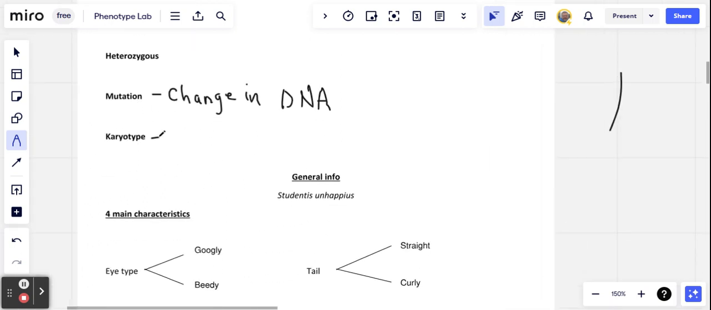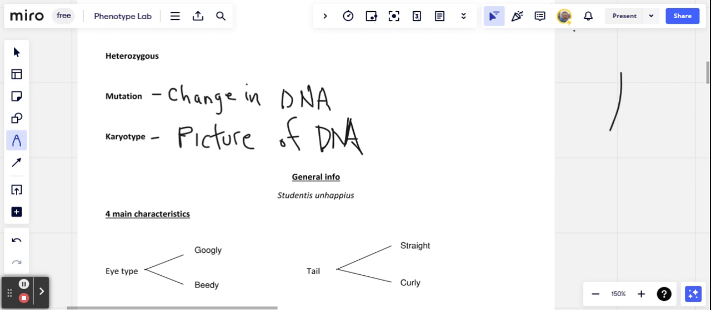A karyotype is actually a picture of your DNA. Let's see if I can show you this here. I'm going to have you do an additional lab on this just to mess around with it a little bit and see it. We've been talking about how all humans have 23 pairs of chromosomes. If I show you this here, there are 23 pairs. Here's your X and Y. It determines whether you're a male or female.